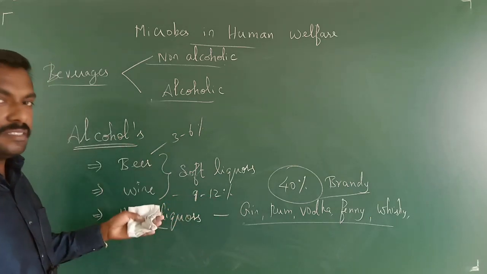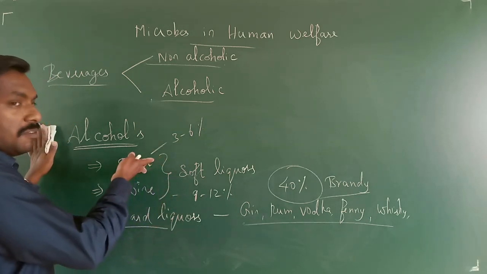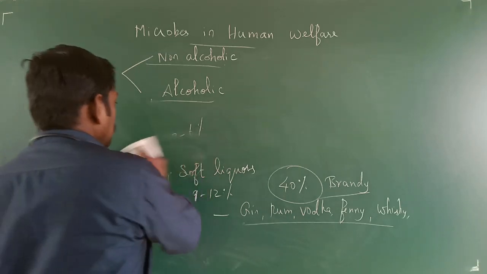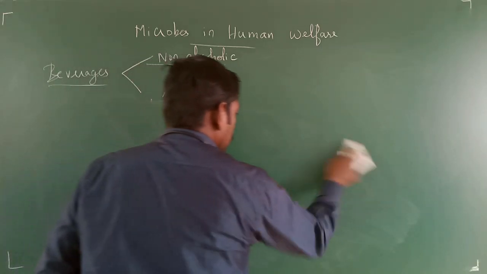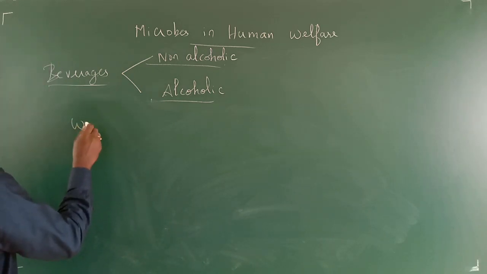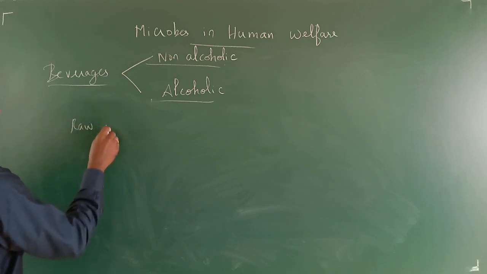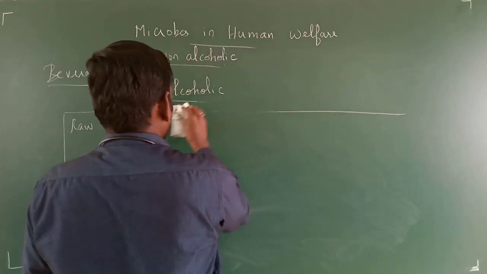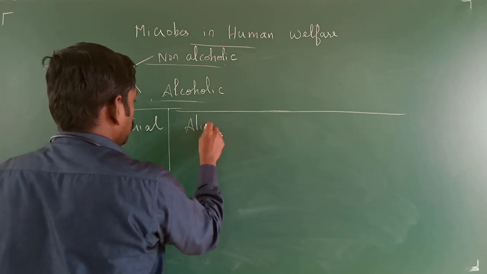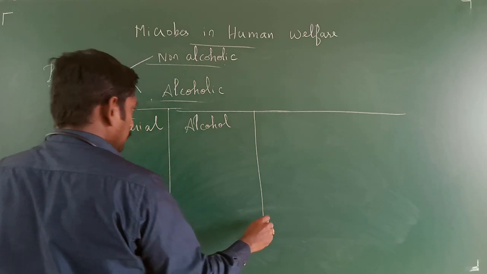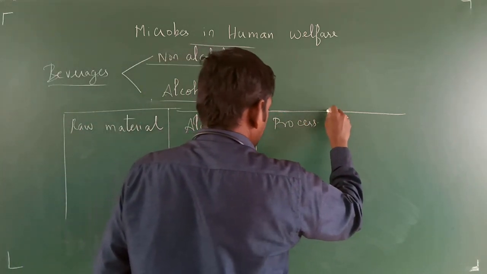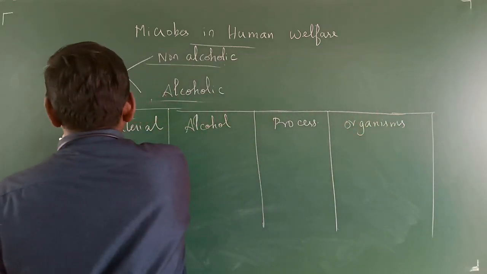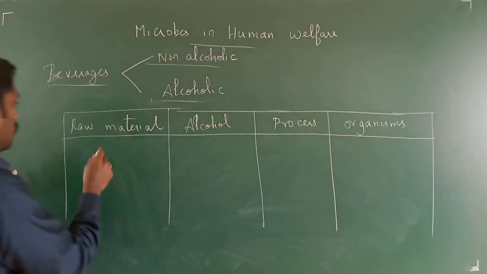So we are going to see about these three things in detail. Right, so you will be having beer, wine and hard liquors. Beer will be having the concentration of 3 to 6%, wine will be having the concentration of 9 to 12%. Right, so we will see about these three things. Right, what is the raw material? Then what is the type of alcohol? Process. Then we will see about the organism. Right, we will see about the raw material and the process. So we will see the major ones as 3.